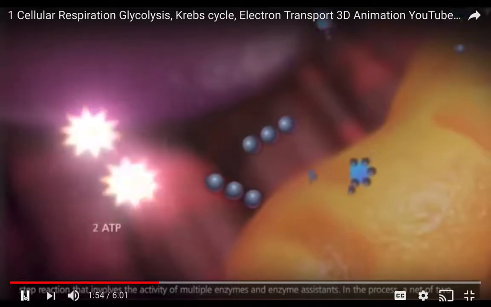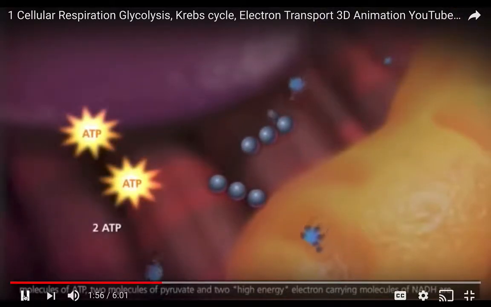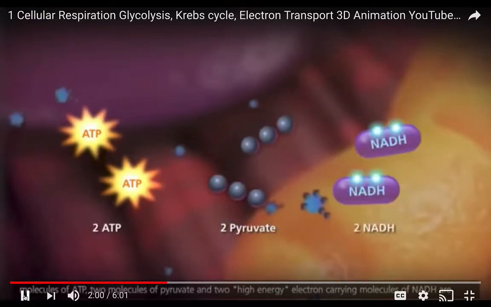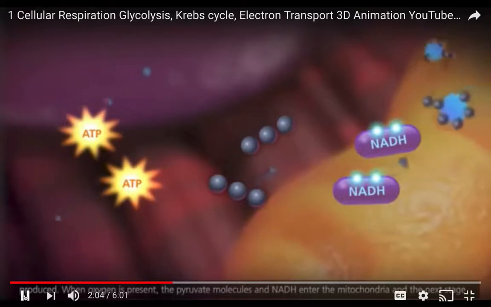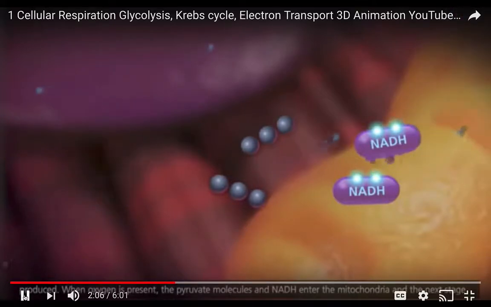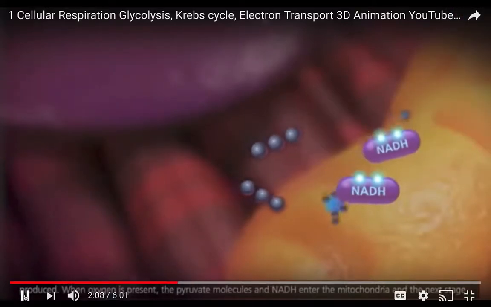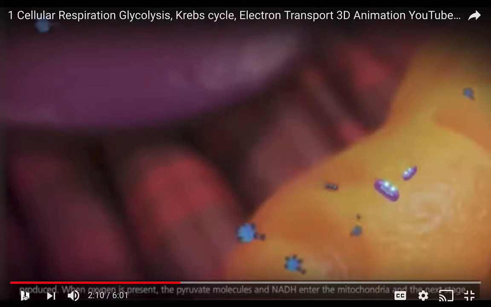In the process, a net of 2 molecules of ATP, 2 molecules of pyruvate, and 2 high-energy electron-carrying molecules of NADH are produced. When oxygen is present, the pyruvate molecules and NADH enter the mitochondria.